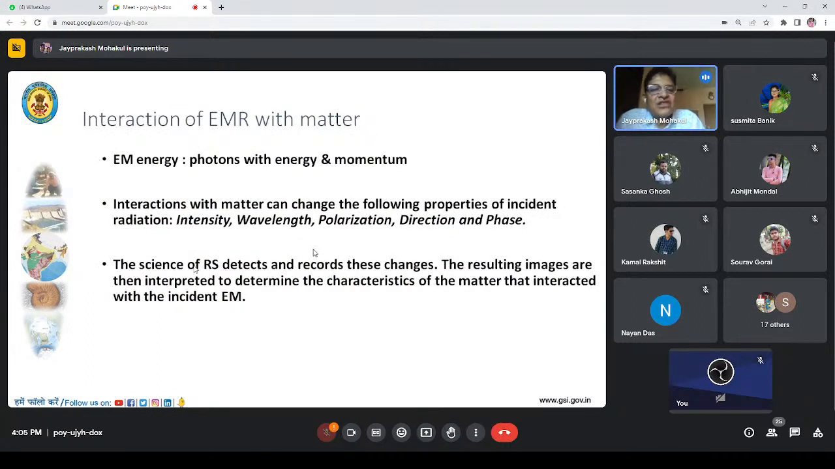So how does it interact? Electromagnetic energy is basically photons, or parcels of energy with momentum, which travel along a straight line. Interaction with matter can change the following properties of the incident radiation. When light energy falls on an object, it interacts with the object, and in the process its intensity, wavelength, polarization change.